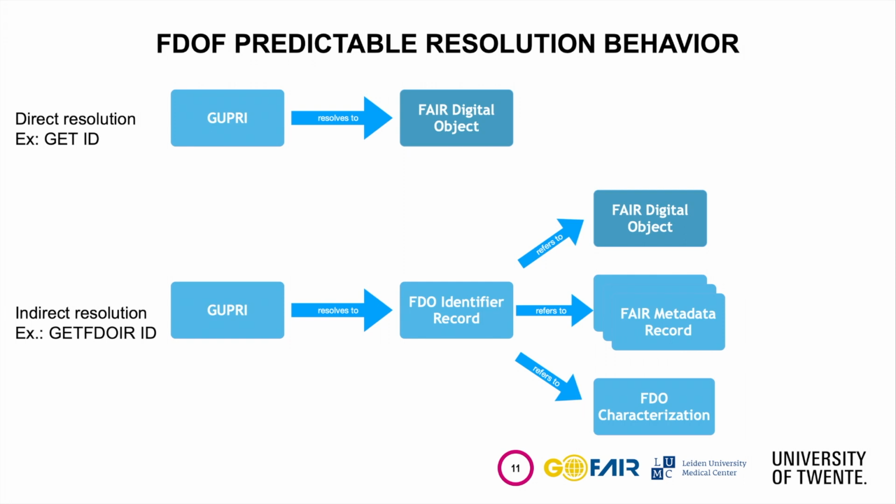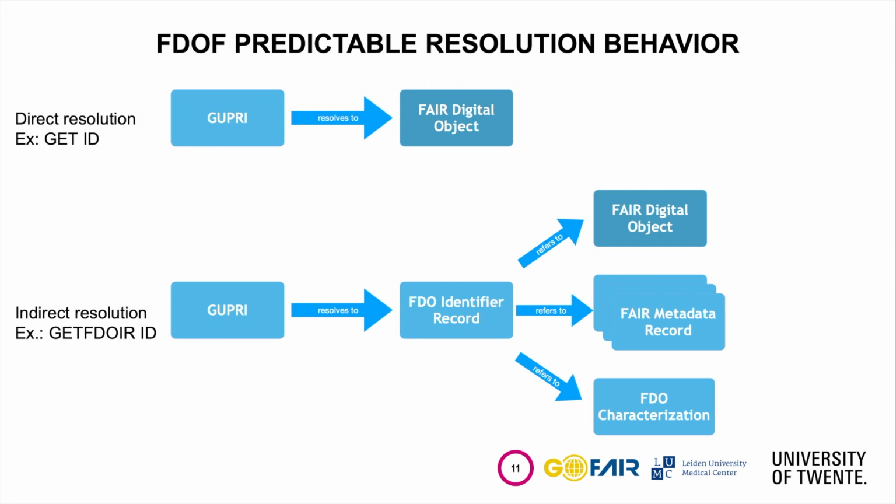So when you resolve a URI, the identifier, that URI is behaving also as a URL, the location, and then the web infrastructure, the internet infrastructure, resolves that to the target resource, that's how it's called in the web, using that location. The second behavior is the indirect behavior, where the identifier resolves to something called the FDO identifier record. This identifier record is a small piece of metadata that contains the references to the actual FDO, the FDO's metadata record, and to the characterization, so to the types and type system that we mentioned before.